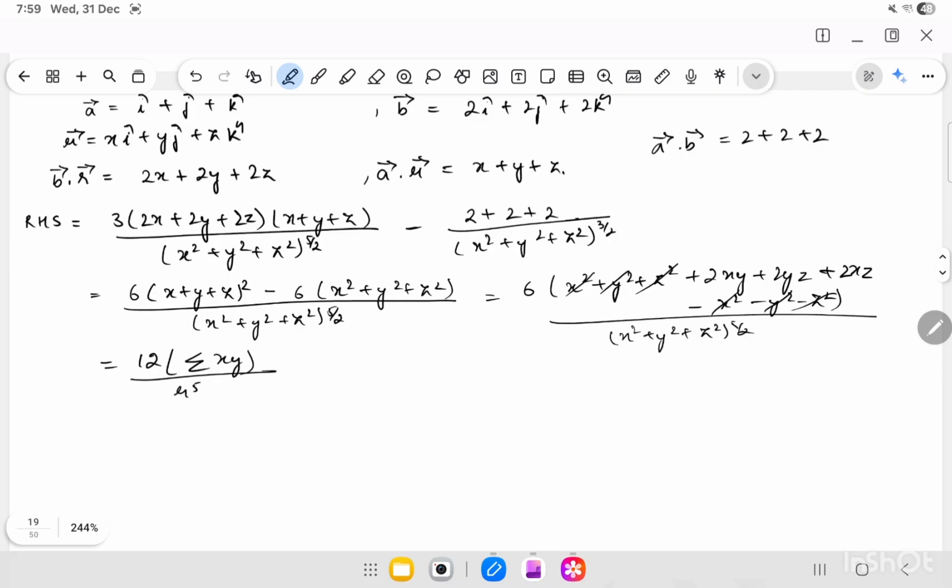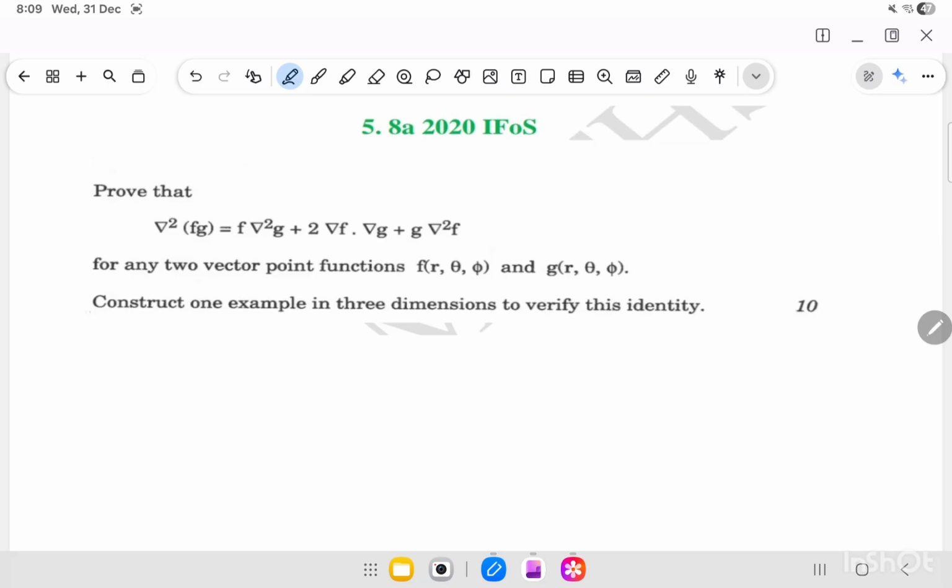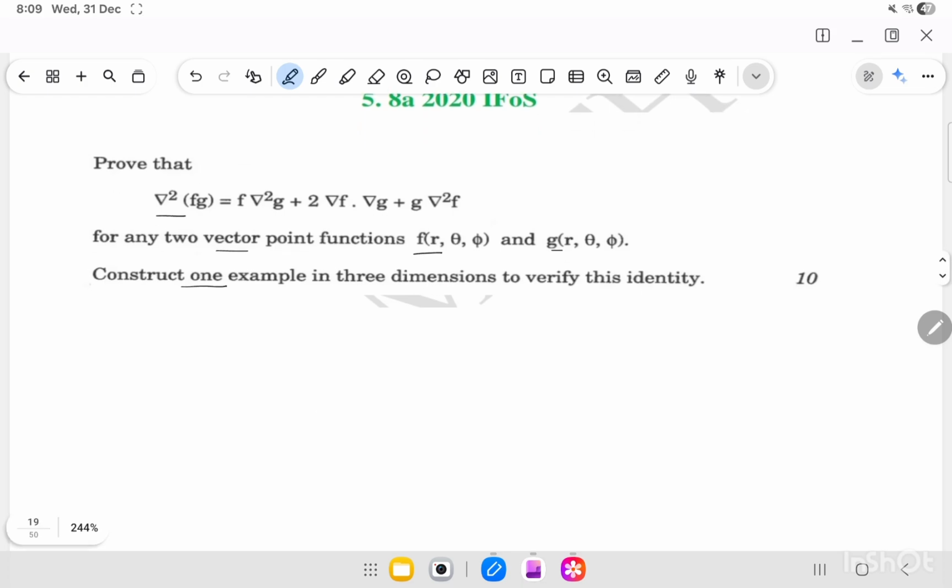So let's move on to discuss the next question. The next question says to prove this relation for any two vector points f and g, and it further says to construct one example in 3 dimensions to verify this identity. So firstly, let's prove the relation, that is grad square of fg, which is also notation for Laplace.